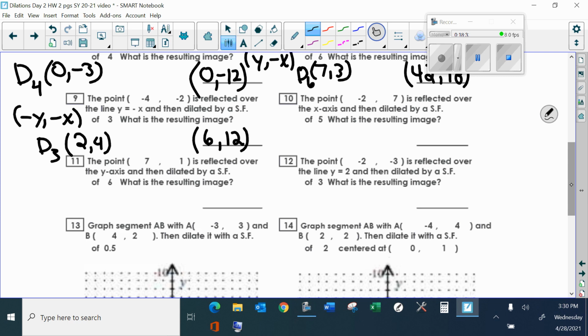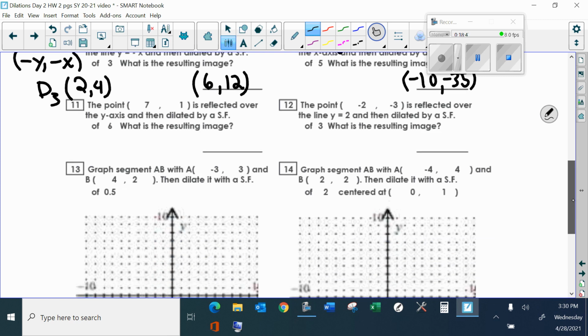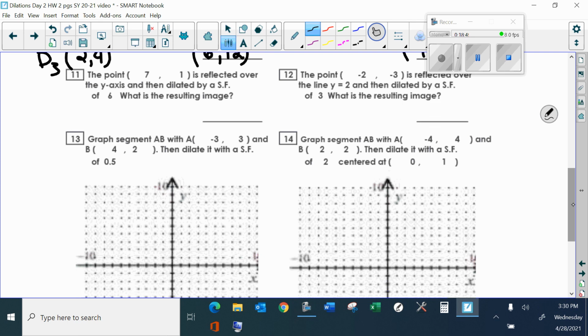Okay, it's a reflection over the x-axis, which just takes the opposite of the y-coordinate. So now it's that, dilated by a scale factor of 5. So it's (-10, -35). So this one is a reflection over the y-axis that switches the x-coordinate, and then a scale factor of 6, so multiply both coordinates by 6, you get (-42, 6).